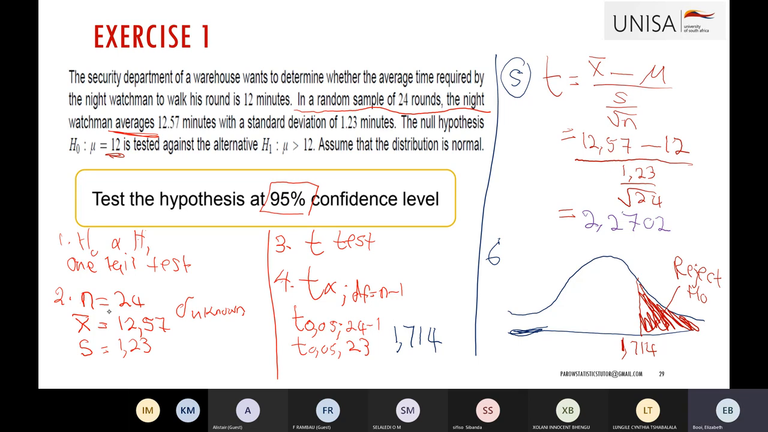So where does it fall? It falls in the rejection area, somewhere there. Since it says it is greater than, it will be somewhere in that rejection area, and therefore we reject the null hypothesis. So our decision will be: we reject the null hypothesis at alpha 0.05, or at 95% confidence level, or at 5% level of significance. Easy, ne?